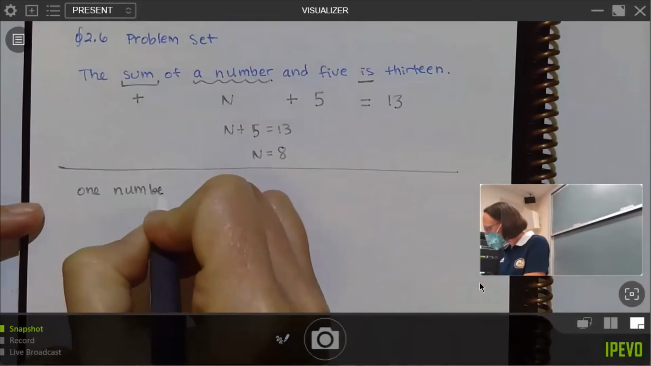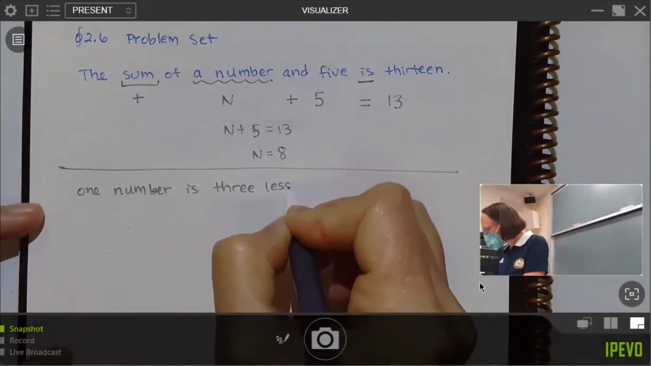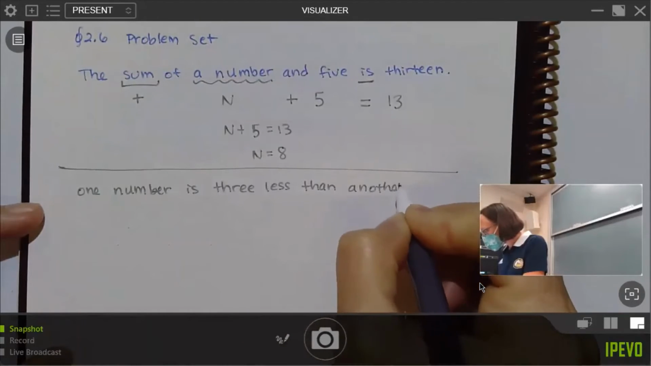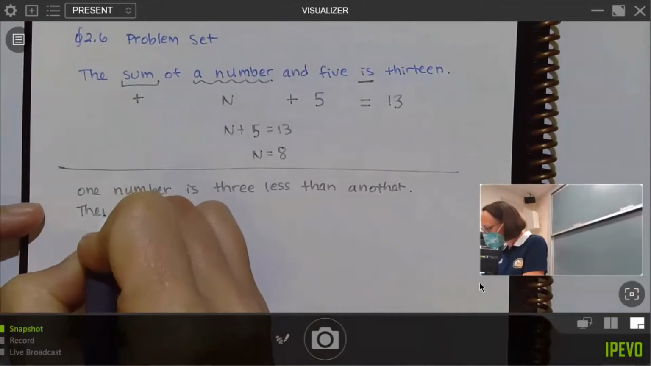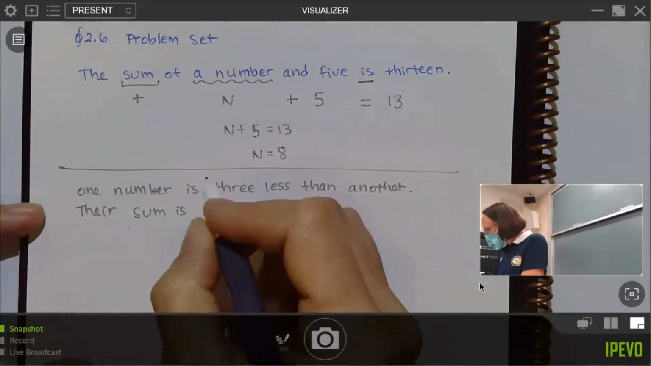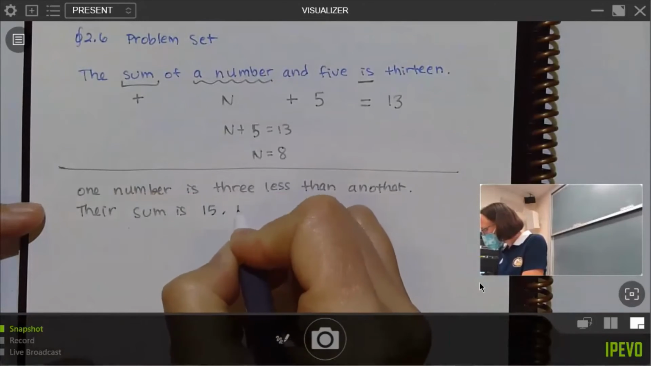One number is 3 less than another. Their sum is 15. Find the numbers.